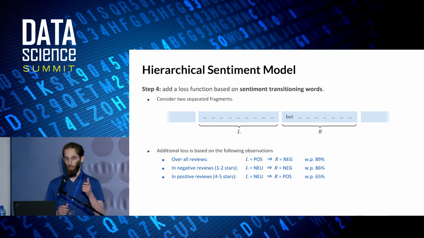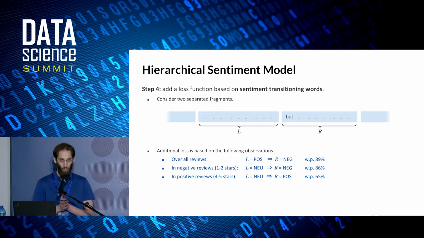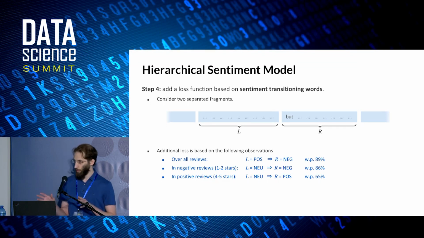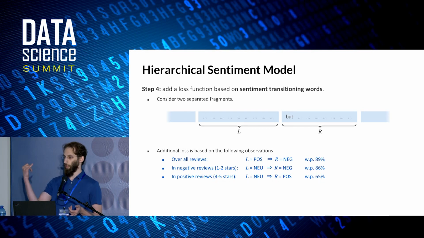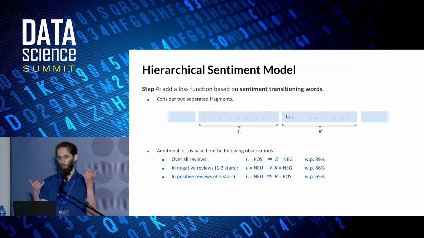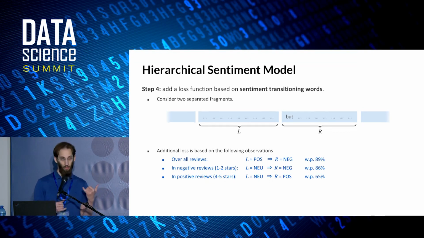The second part is an additional loss function, because we've established the notion of sentiment transitioning words, like "but," "however," "except," and so on. Now, essentially, the intuition is that whenever we see, let's say, something positive, then "but," we expect the following fragment to be negative. So it's not 100% correct. We looked at a few samples, a few hundred samples, and we saw that whenever we see something positive, followed by "but," "however," something like that, then with high probability, around 90%, the following fragment is going to be negative.